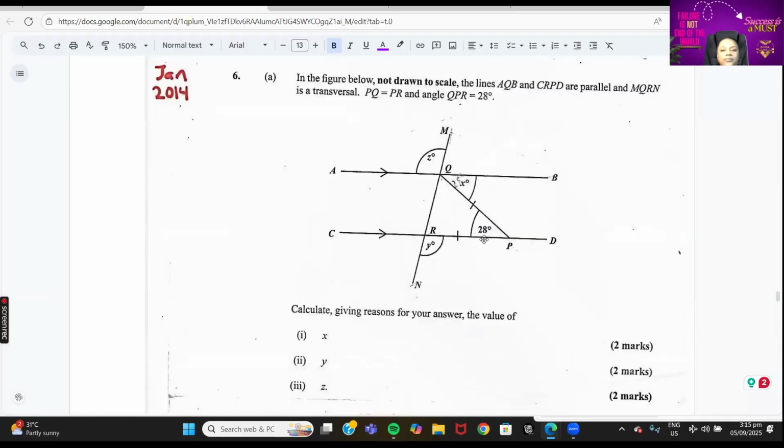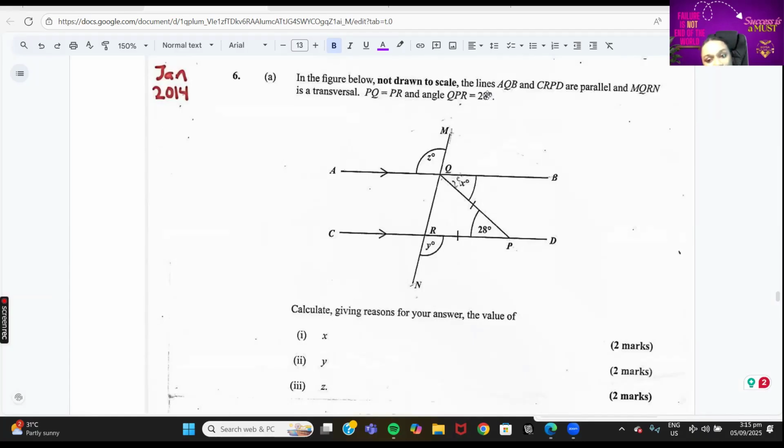But if the question says that it is drawn to scale, you could use a measuring instrument from your geometry set and you would get the exact sizes without having to use any formula or rules. But when it's not drawn to scale, you have to use rules such as angles on a straight line, corresponding angles or alternate angles to find the angles. And as you all see, there's a given reason. I'll come back to that just now.